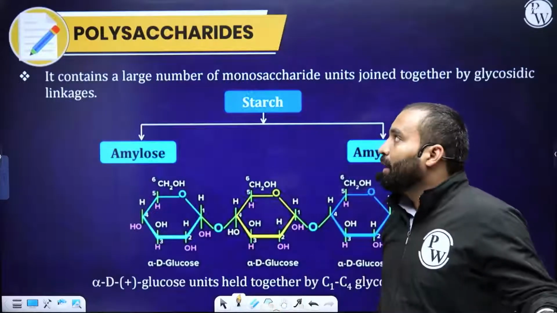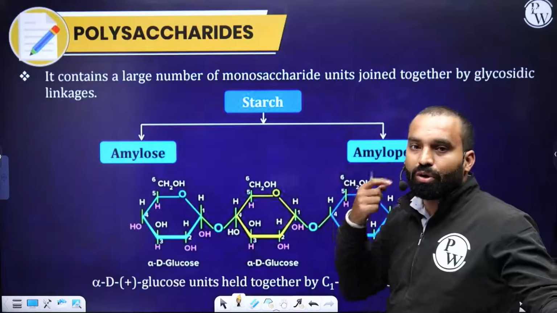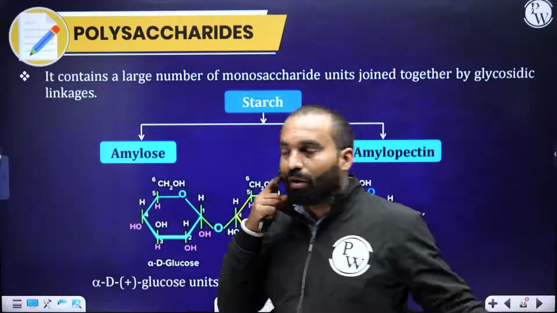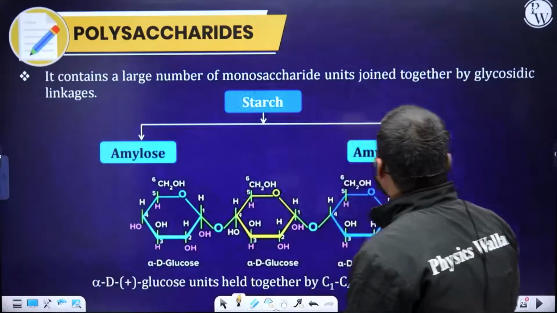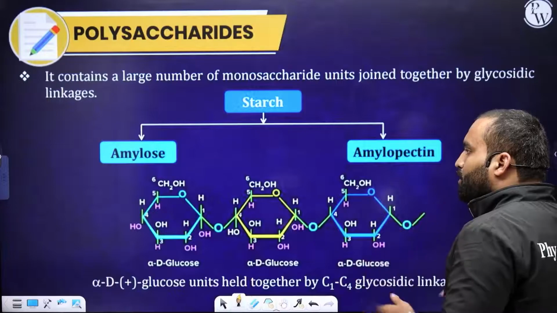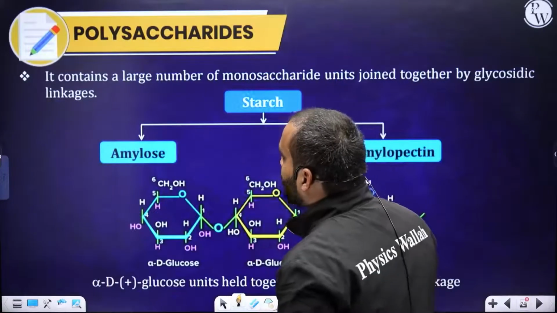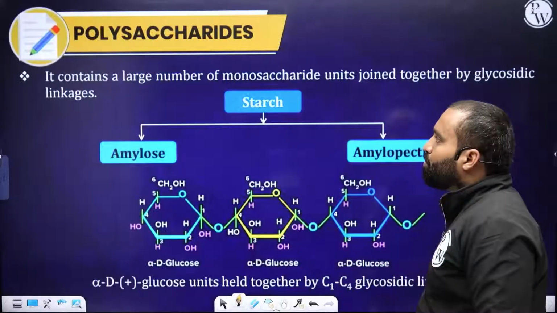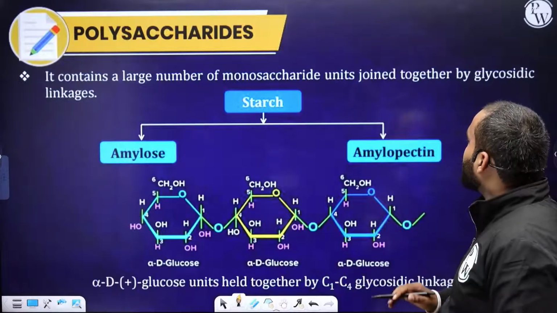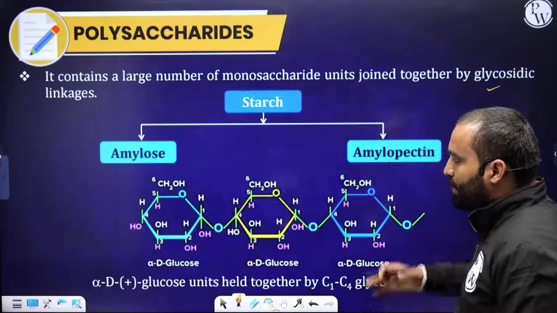Okay. Now we have polysaccharides to discuss. The very first one is starch, which has two components in it. One is called amylose, the other one is amylopectin. Amylopectin is a very large, complex molecule. Amylose is relatively simpler. It contains a large number of monosaccharide units joined together by glycosidic linkage. That is what we are studying in this entire chapter.